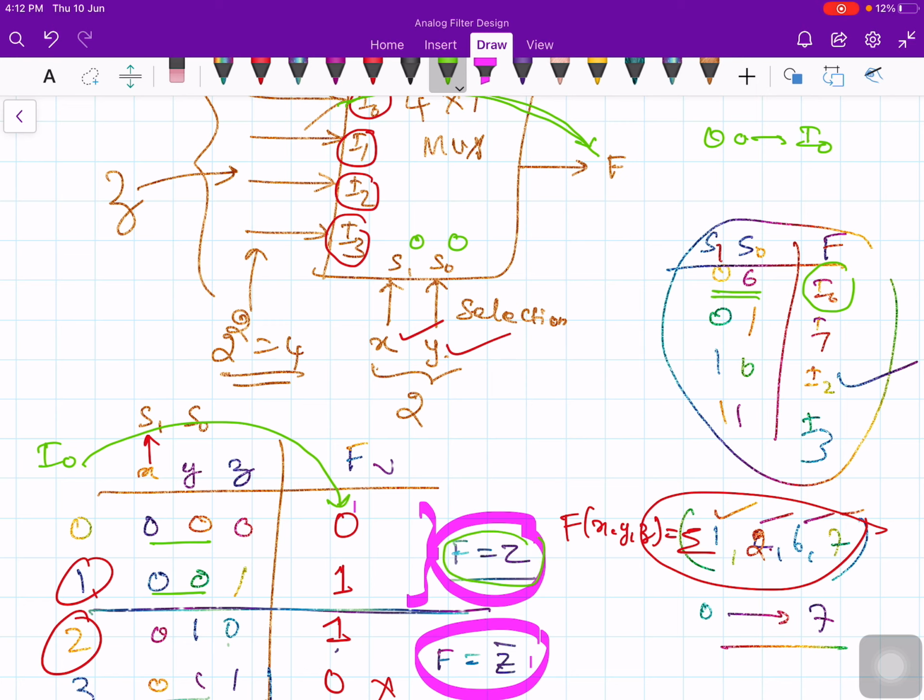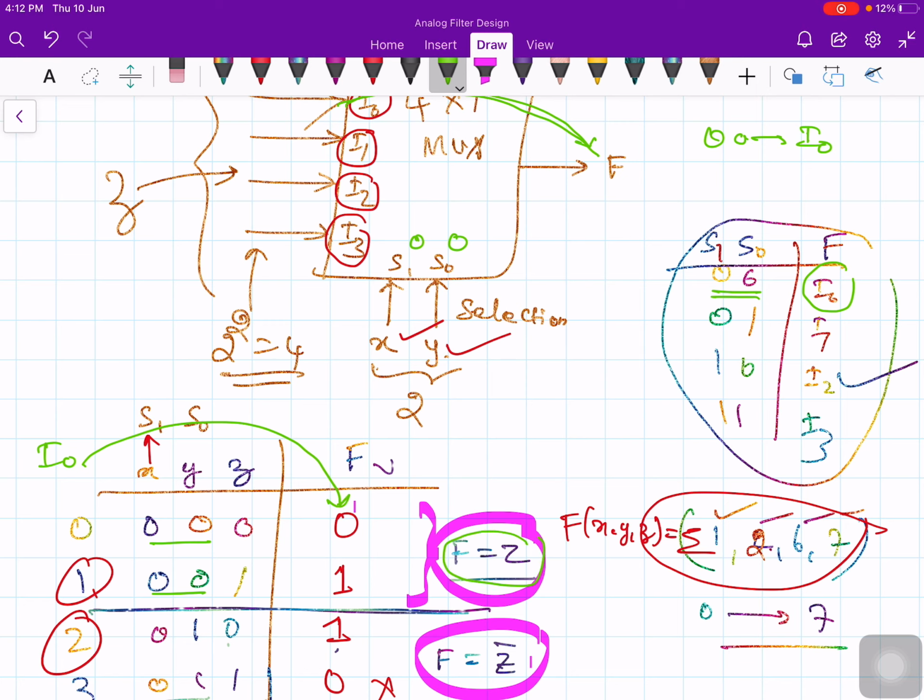Now, when the selection line is 0 1, then the output is z bar. So if the input is 0 1, then this I1 is coming to the output. But in the output, it is z bar for the 0 1 combination. Therefore here you put z bar. Now if you take 1 0, if the selection line gets 1 0, then your I2 gets the connection between input to the output. But when the 1 0 condition occurs, my output is always 0. Therefore the 0 transfers to this point.